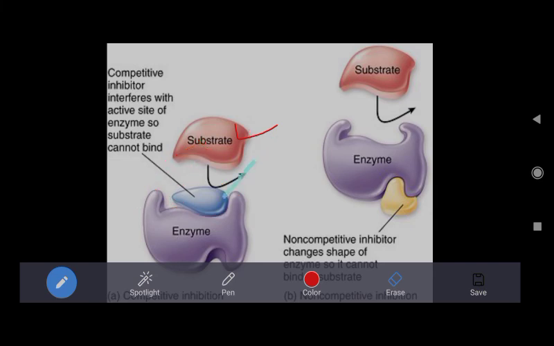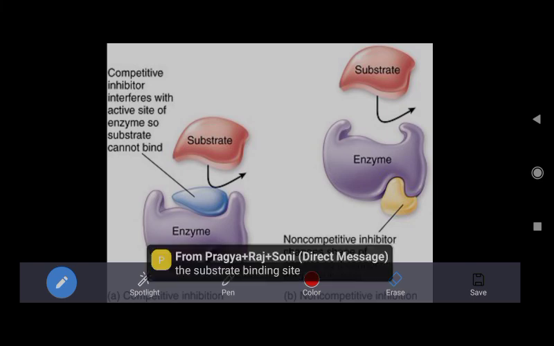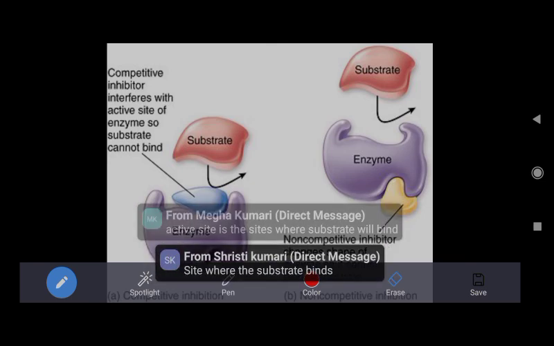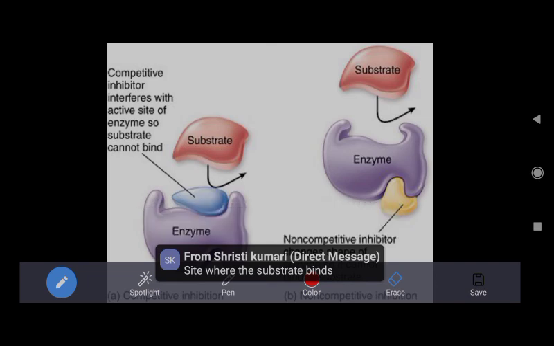Students, can you tell me what you mean by the active site of the enzyme? Parallelly I am asking you because we have done all these terms, and it will be a revision for you all. What do you mean by the active site of the enzyme? The site of enzyme action, the site where the substrate binds. Yes, correct.